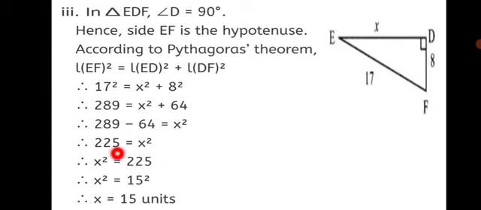We write it in this form. We shift the sides. X square is equal to 225. 225 is the square of 15. So we write x square is equal to 15 square. Eliminating the squares, we can write x is equal to 15 units. So this way we have found out the value of x in the third sub question.